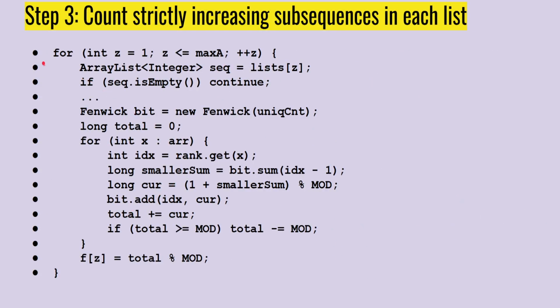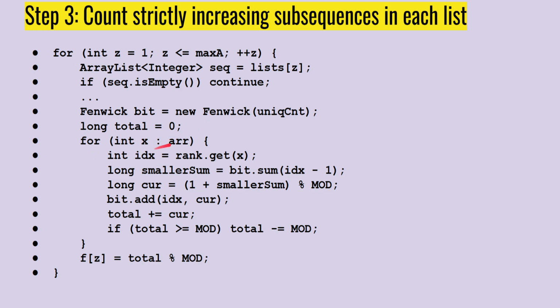In the next step, we have to count the strictly increasing subsequences in the list. For that, we'll go for z equal to 1 up to the max, and we have the sequence. If the sequence is empty, we'll continue and not do anything else. A Fenwick tree will be used. Let's call this a bit, and we'll iterate over that.